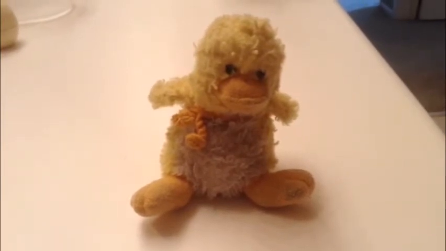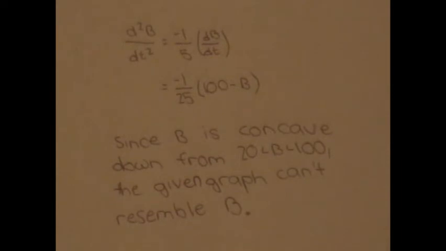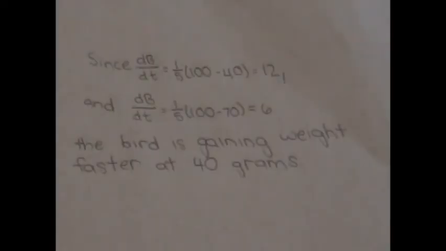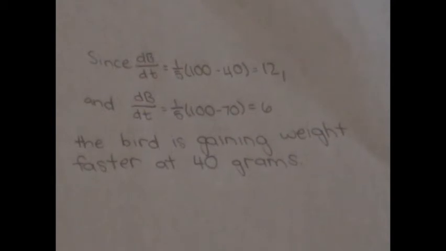how fast it grows. To find the second derivative, you implicitly derive the first derivative given above. Then you resubstitute your dB dt and simplify. Since b is concave down from 20 to 100, the given graph cannot resemble b. To find the weight at which the bird is gaining weight faster, you substitute in 70 and 40 into the differential equation given above. And since dB dt of 40 equals 12 and dB dt of 70 equals 6, the bird is therefore gaining weight faster at 40 grams.